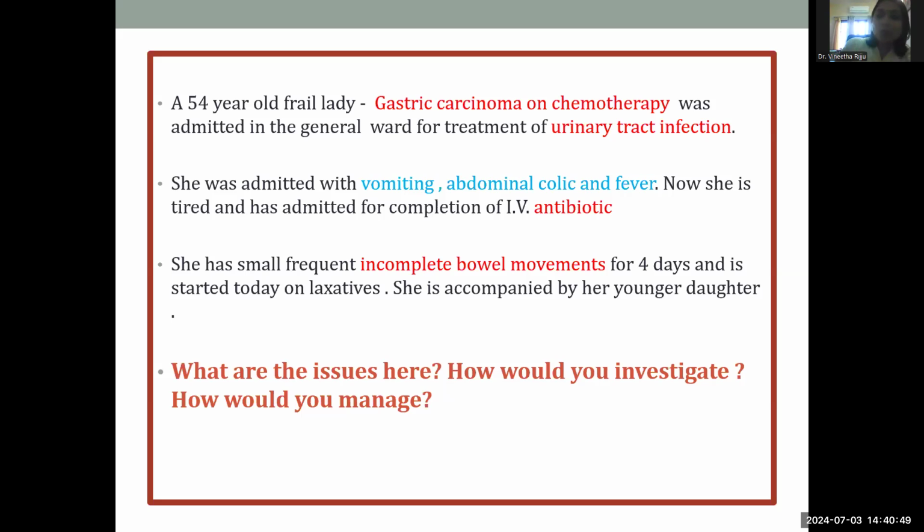Okay, so just before we come to what could be the reasons, let's move on to today's topic, and we'll come back to this case scenario. Okay, so I would like to put the question forward. What do you mean by constipation? We are going to be looking at constipation. We are also going to be looking at bowel obstruction.